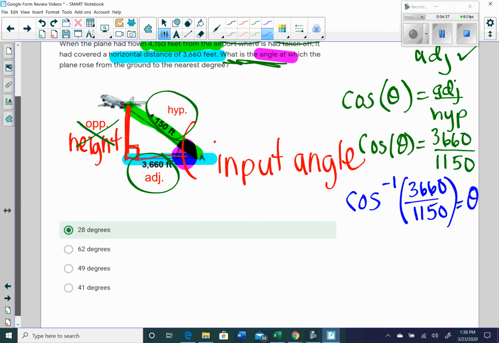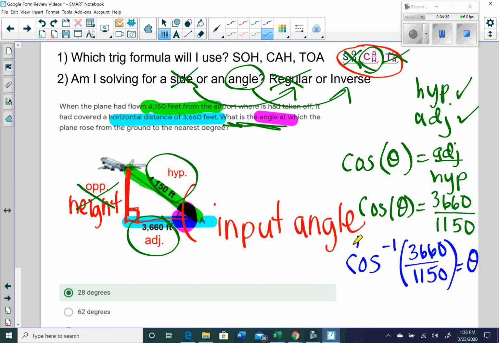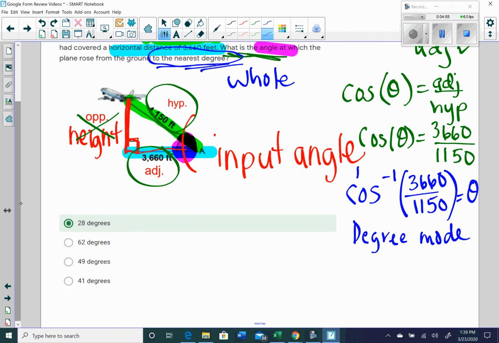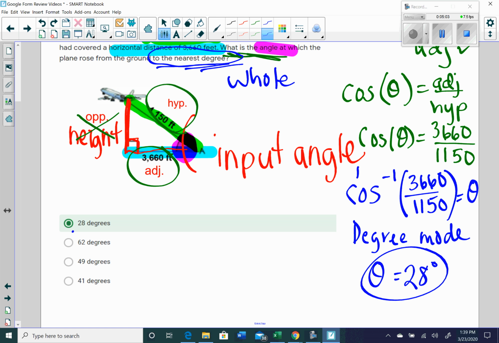Please make sure you're in degree mode, okay? And if you're in degree mode, it should work out fine for you. The only thing is, it's going to give you a long decimal, and you have to know to round it to the nearest degree. Nearest degree really means whole number. So I don't want any decimals, so I have to make sure I look at my whole number place when I round. So if you round correctly, your answer will be 28 degrees, which is the first choice.